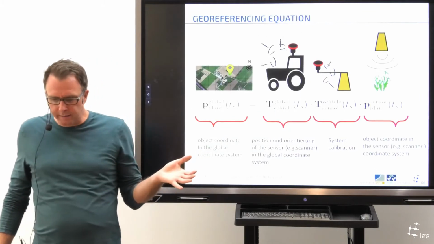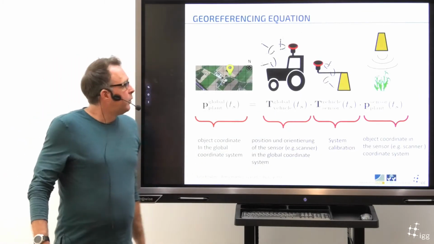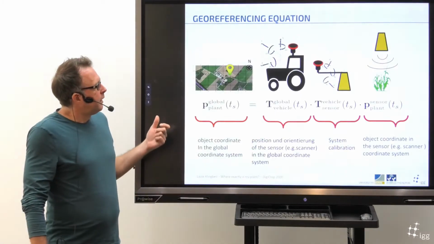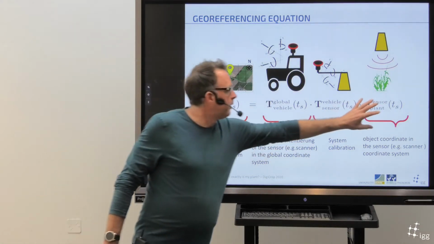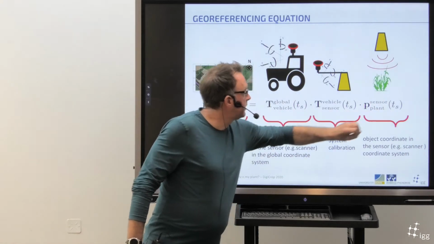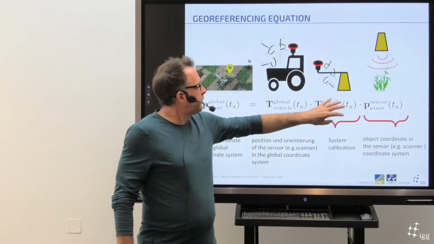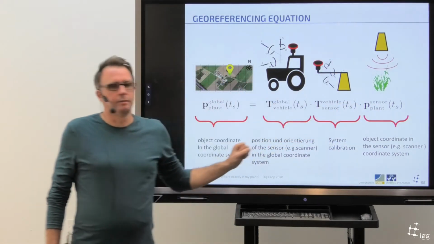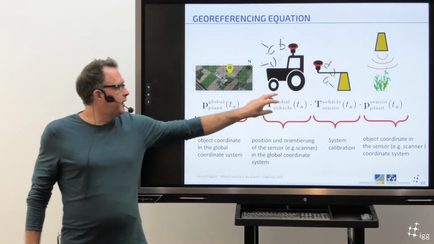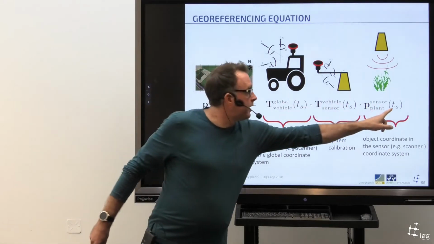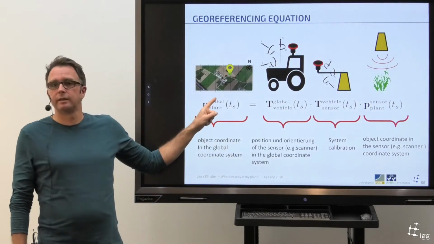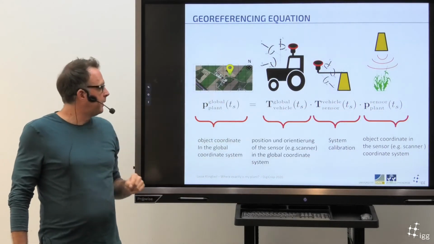So if we summarize this, we end up with this equation here. It's a georeferencing equation where we have the measurement of the sensor in the sensor system, then we have some transformation from the sensor to the vehicle system, then we have another transformation from the vehicle to the global system, which then at the end gives us the point that we measured in some global coordinate system, such as this map, right?